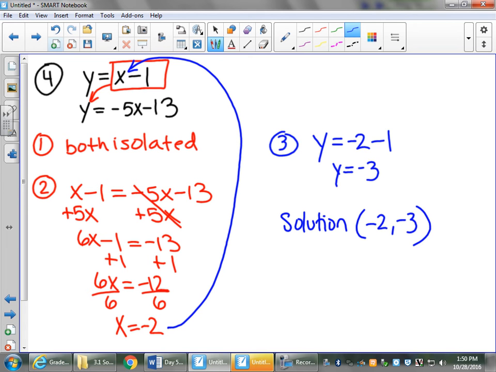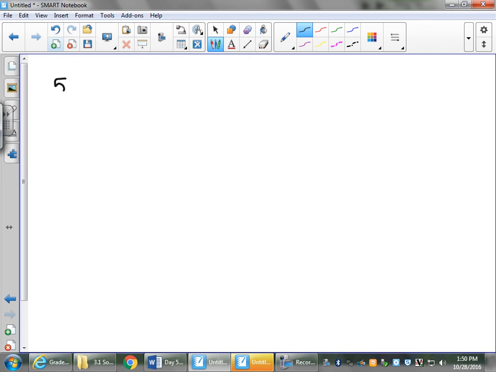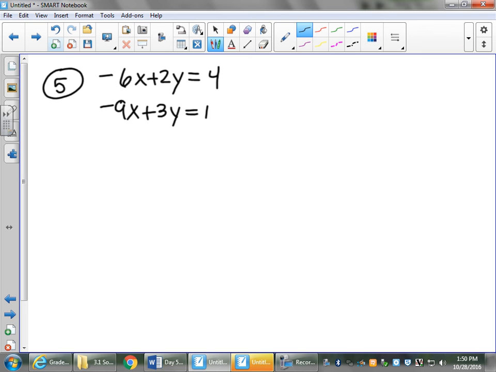Okay. One last example, and then I just have one other comment to make. It's not an actual example, though. So example number 5. We're going to have negative 6x plus 2y equals 4, and negative 9x plus 3y equals 12. This is probably going to be the hardest of them all.